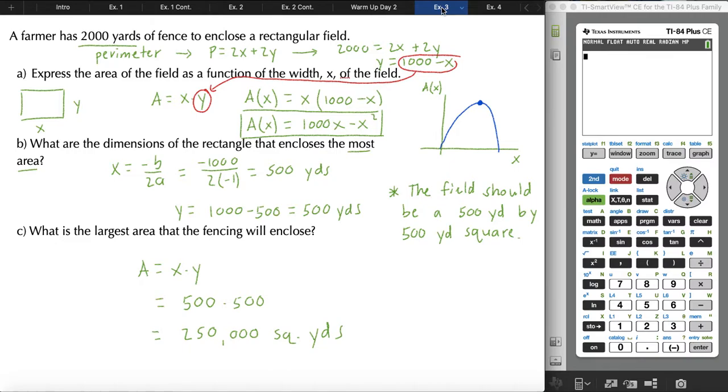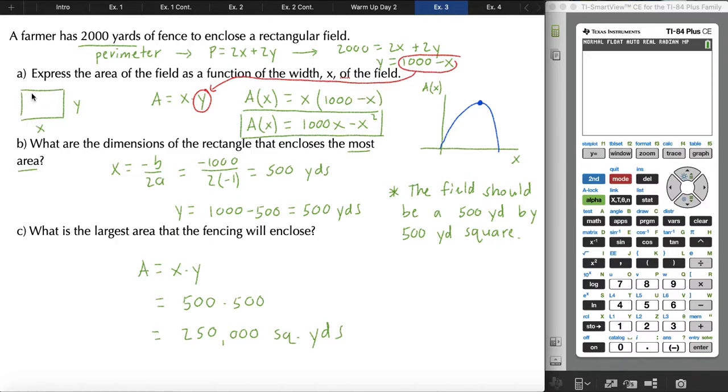In example 3, we have a farmer that has 2,000 yards of fencing to enclose a rectangular field, okay? And he can play around with the dimensions of the field in order to try to come up with a particular area, right? So the first thing we want to do in part A is express the area of the field as a function of the width x of the field, okay?